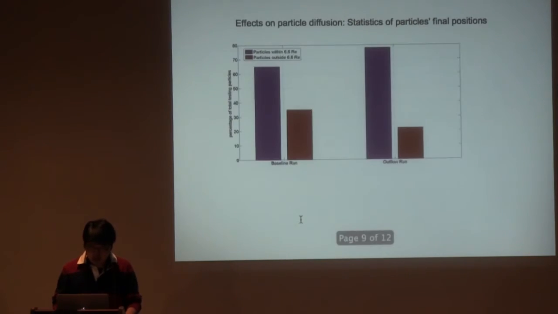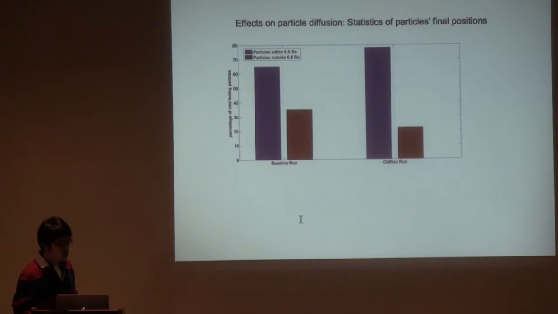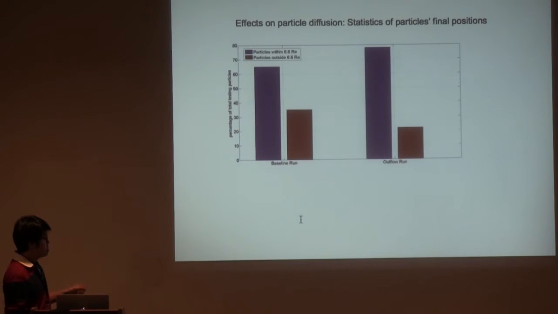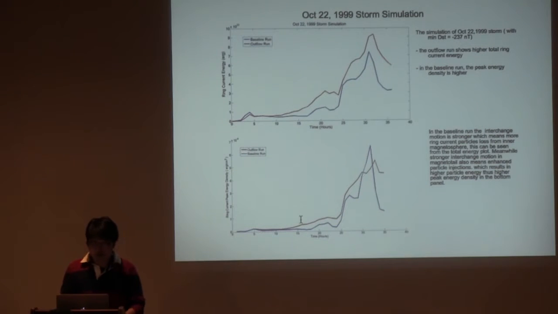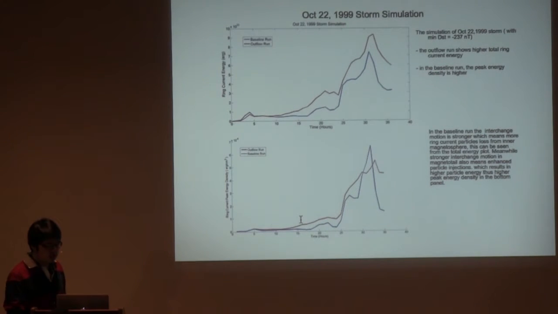Okay. And here is basically the statistics of the previous plot I showed you. You can see clearly that in the baseline one, more particles diffused out, and in the outflow one, more particles stay within. Finally, I did study an event of the 1999 October 22nd storm.